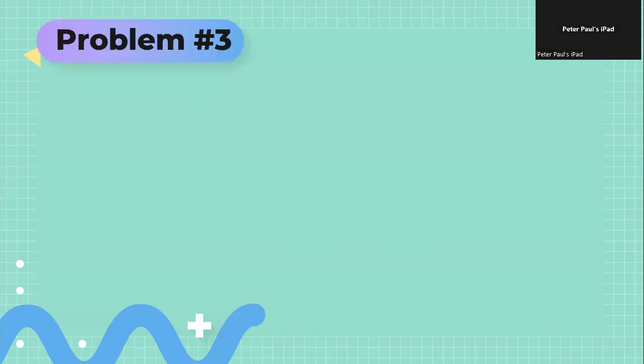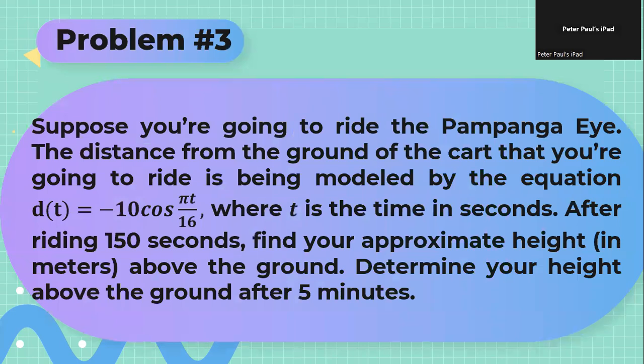Aside from that, these situational problems can also solve problems involving riding a Ferris wheel, just like the Pampanga Eye. So suppose you ride the Pampanga Eye, and the function is negative 10 cosine pi t over 16. You want to know your approximate height above the ground. Our problem number 3 can solve that. We need to find your height above the ground after 150 seconds and after 5 minutes.